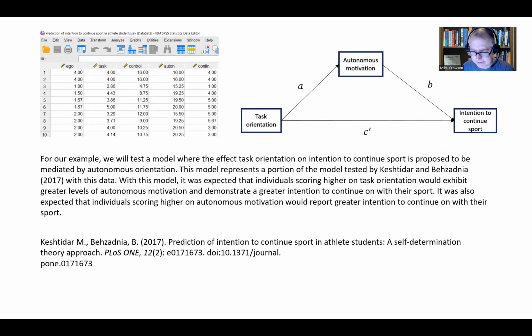What we're going to be testing here is a model where we have task orientation as a predictor of autonomous motivation and intention to continue sport. Autonomous motivation is also specified as having a direct effect on intention to continue sport. So this is basically a simple mediation model. Fundamentally, the assumption is that the effect of task orientation on intention to continue sport is both indirect, by way of the proposed mediator, autonomous motivation, and possibly direct, which is reflected in that C prime path.